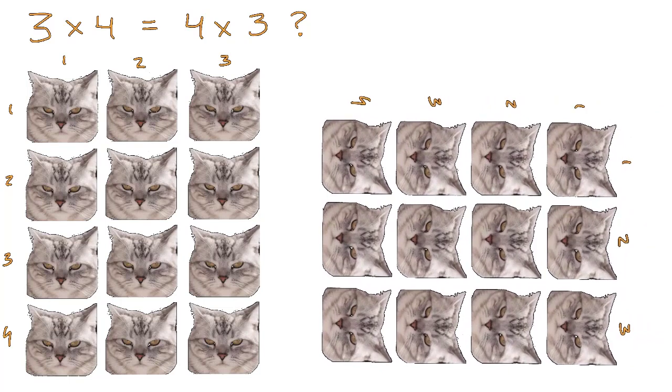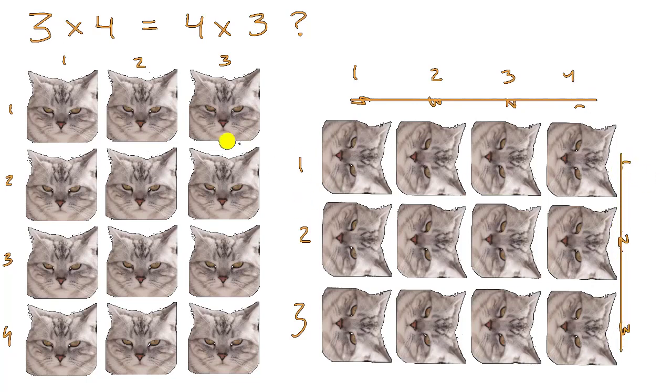And now we could view this as 3 rows, 1, 2, 3, of 4 cats in each row. So let me put all of these upright. So we have 1, 2, 3 rows of 1, 2, 3, 4 cats. Don't want to look at those because it might make us a little bit confused. And we're dealing with the exact same number of cats. And so I'm only dealing with 3 and 4 here, but what you will see is order doesn't matter when you are multiplying two numbers.